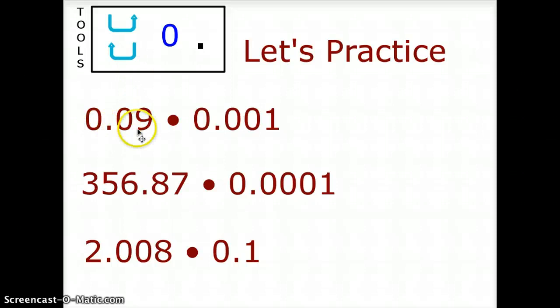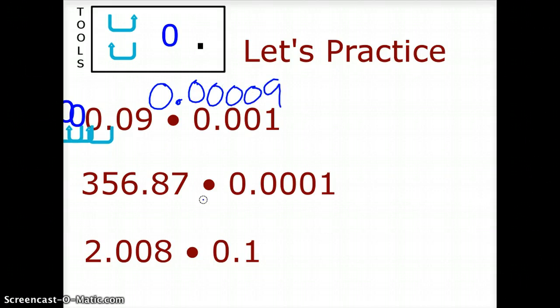So to try these out, for this one, 9 hundredths, 1, 2, 3 zeros. I'm multiplying 9 hundredths by 1/1,000. So I need to move the decimal over 3. It's going to go off the page. But I know that I'm going to have 3 empty swoops here. Oh no, 2 empty swoops here. So my final answer here would look like this. So that's 9 hundred-thousandths.